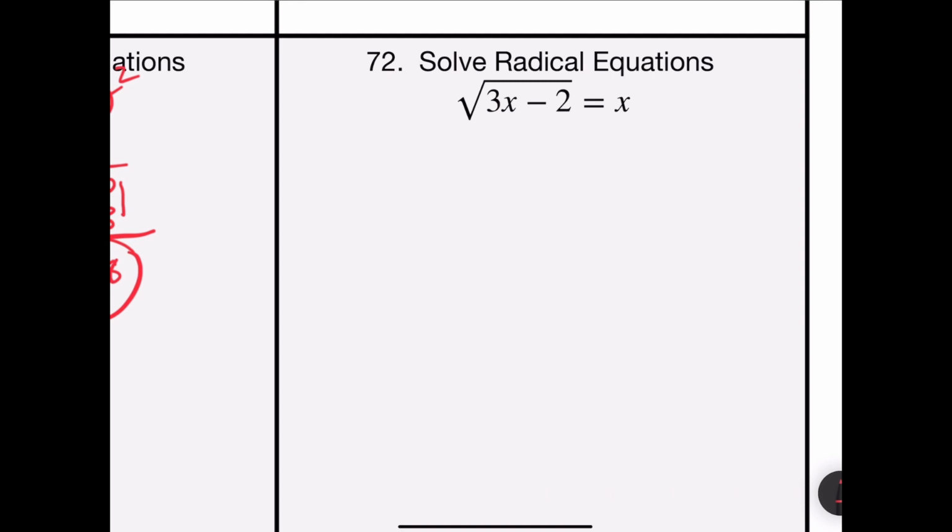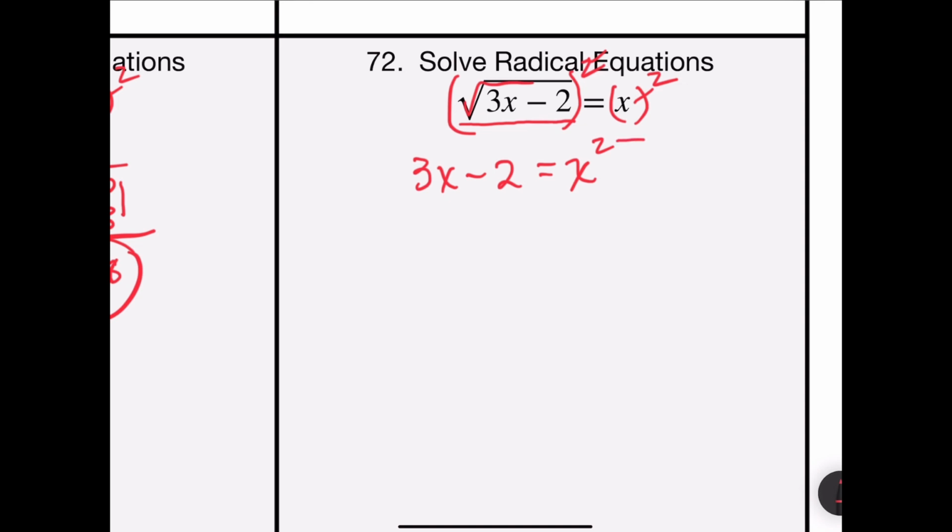Problem number 72 is also solving radical equations. It says the square root of 3x minus 2 equals x. So first I'm going to make sure that my radical is all by itself on one side of the equal sign, which it is. To undo the square root, I'm going to square it, and since I squared the left side, I also have to square the right side. So the square root and the square undo one another, giving me 3x minus 2. On the right side, when I square x, I get x squared. All I can do is express it.